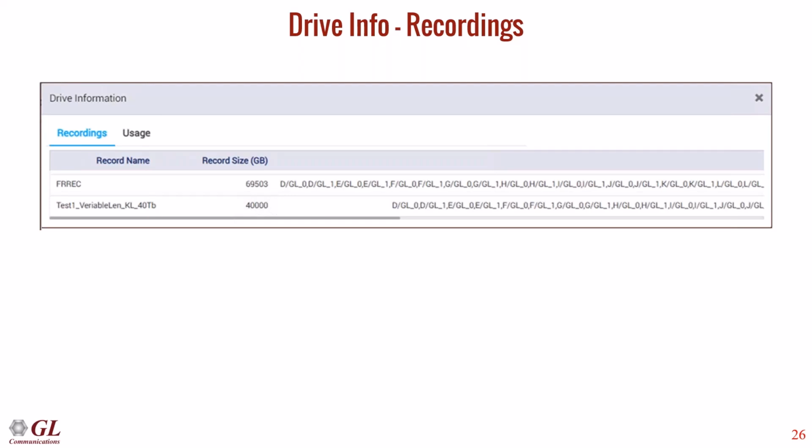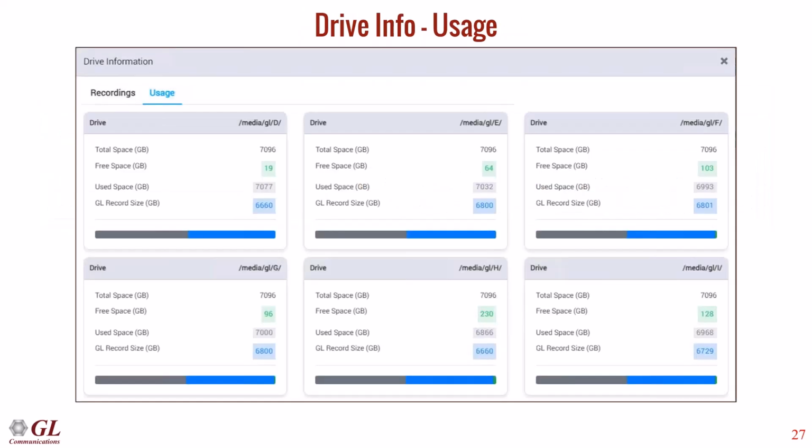And then the next slide shows you the disk usage: how much free space is available on each drive, how much data is used by the FastRecorder, and how much is used by other things on the system. This will give you an idea of how much free space you have, and when you do the recording, you can choose the available drives based on this information.